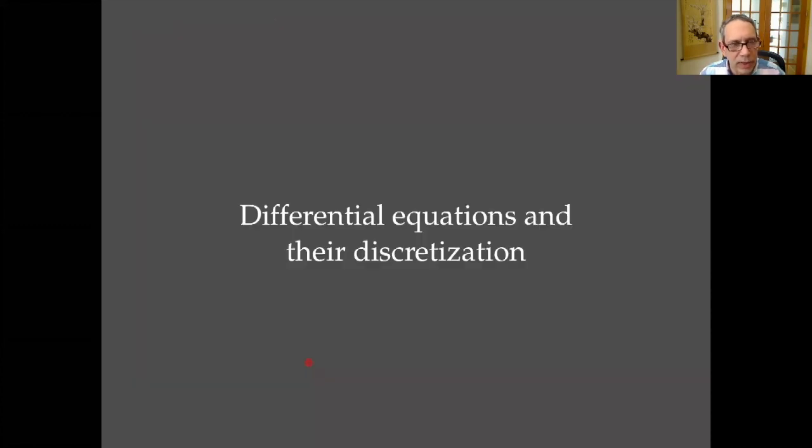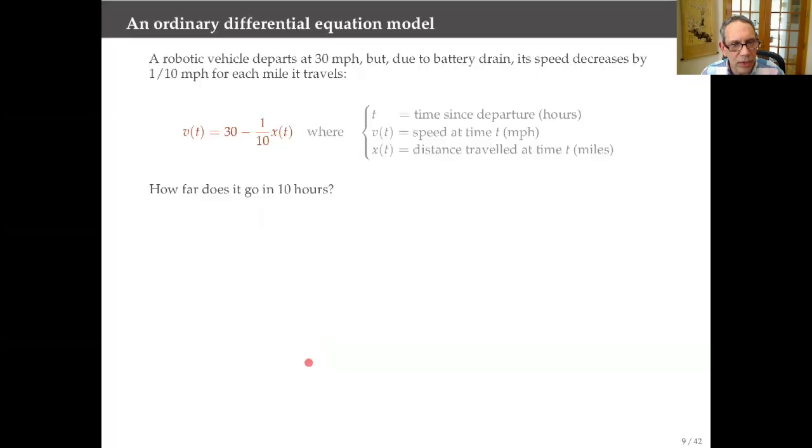Okay, so let's go into that a little deeper. And now I'm not going to assume much background here. Let me start out by saying, what is a differential equation, by giving a toy example. So the toy example is a robotic vehicle that departs starting at 30 miles an hour, but as its battery drains, its speed decreases by a tenth of a mile per hour for each mile of travel. So that's easy to model mathematically with this equation. The velocity at time t is 30 minus 1/10 times the position at time t. And then we can ask a physical question like, how far does it go in 10 hours?